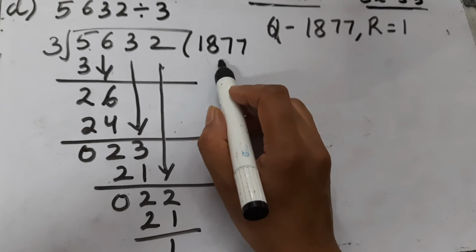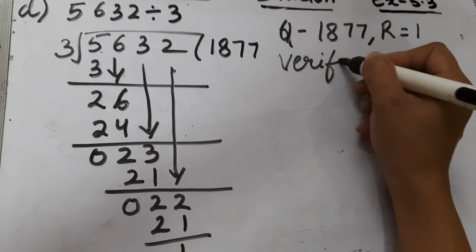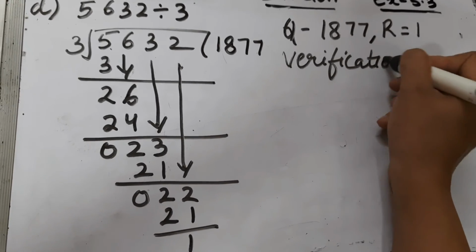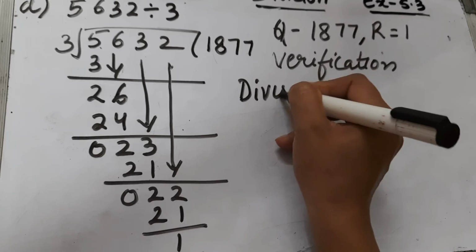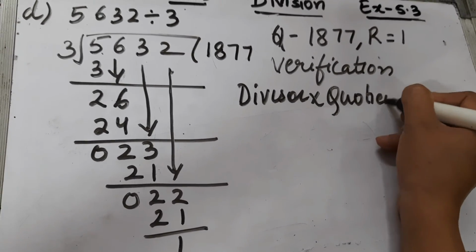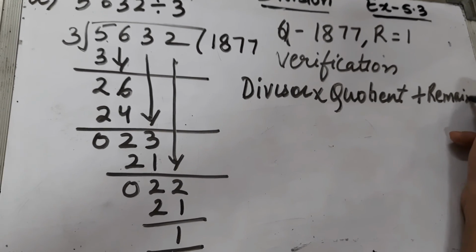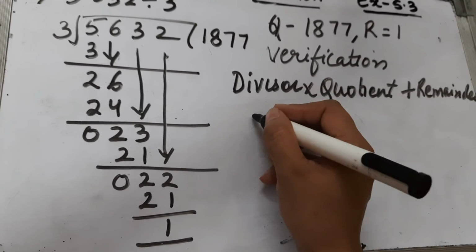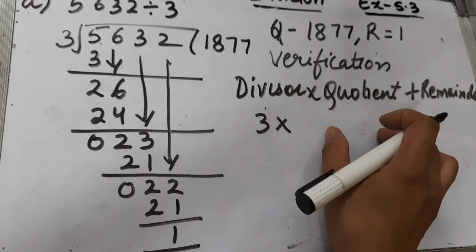Quotient is 1877, and we have to verify also. And how do we verify whether our division is correct or not? What we do, we multiply the divisor by the quotient and add the remainder to it. See, what is our divisor? Our divisor is 3. And what is our quotient?